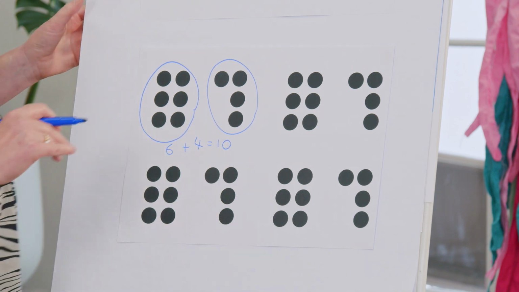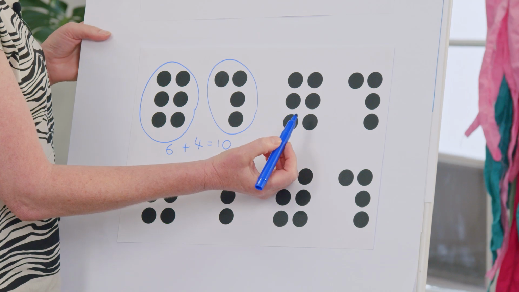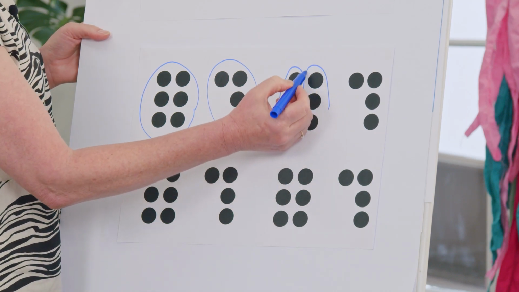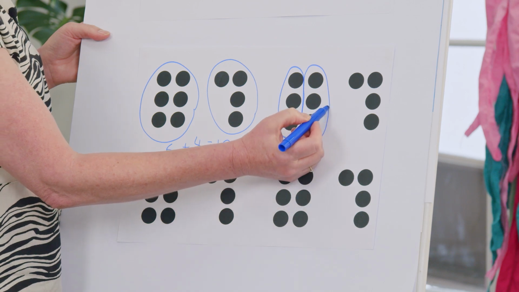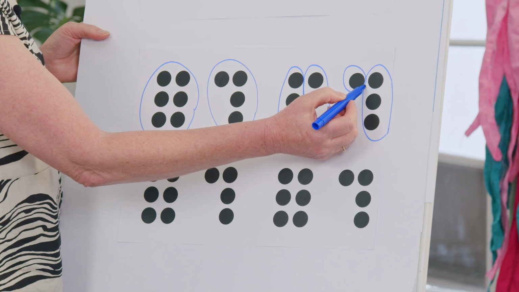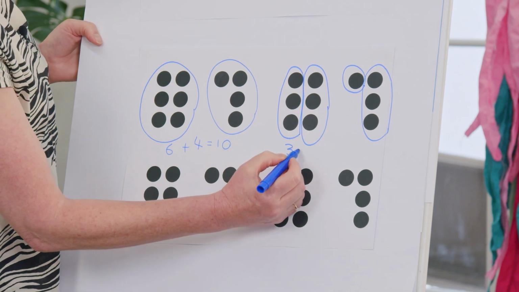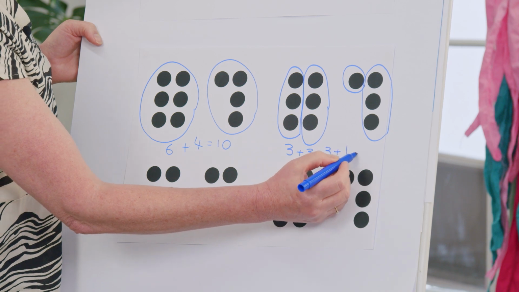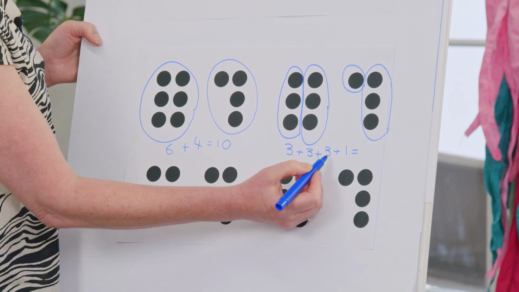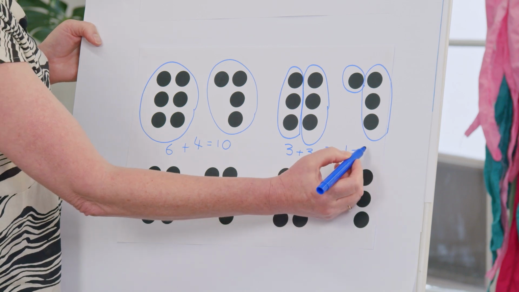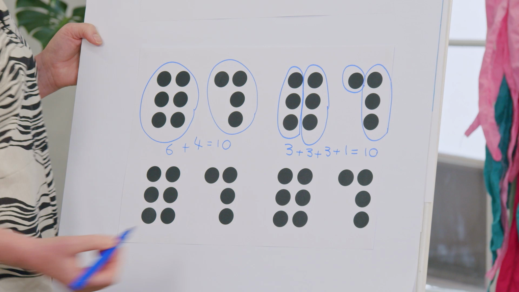How else may you have seen it? Well, we might have seen it as a 3 and a 3, another 3 and a 1. So this number sentence will read 3 lots of 3 and a 1. 3 lots of 3 is 9, add a 1, 10. You may have seen it like that.